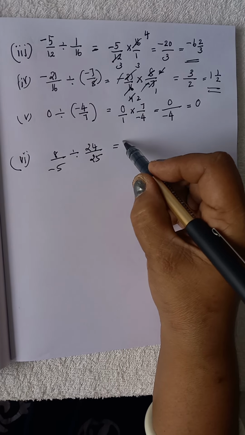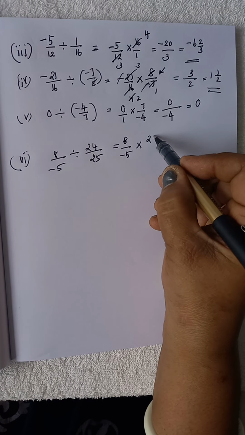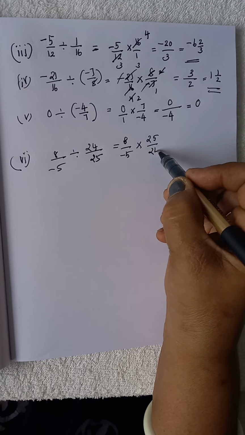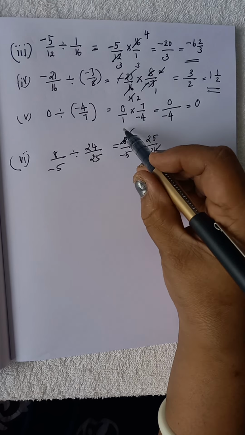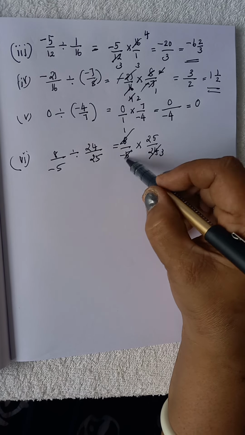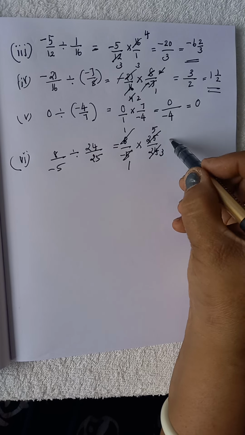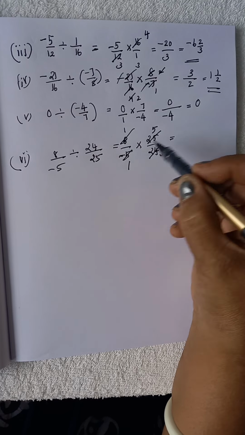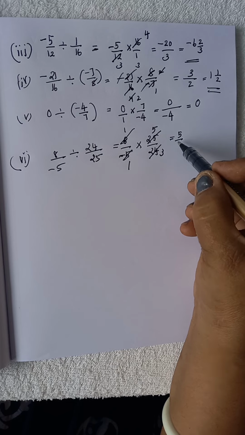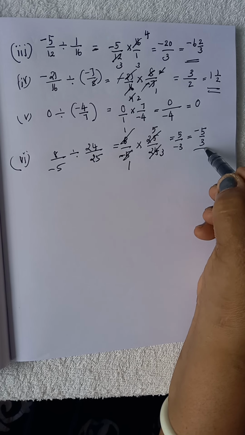Now the sixth question is 8 by minus 5 divided by 24 by 25. That is equal to 8 by minus 5 into 25 by 24. Now 8 and 24 can be cancelled 1 time, 3 times. Now 5 and 25 can be cancelled 1 time, 5 times. Actually this is 5 by minus 3, but in standard form minus 5 by 3.